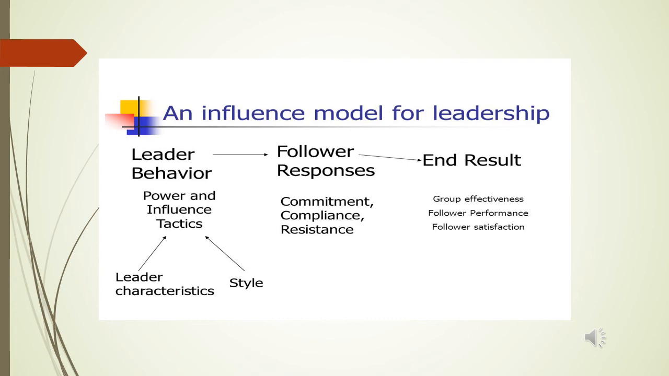The same thing, the influence model for leadership. So leader behavior, from that follower responses, and from there comes the end result. So the leader can exercise different tactics depending on the characteristics and different styles, and with the commitment, there will be resistance also. After resistance there will be compliance between the leader and the follower. Then the end result will be follower satisfaction and group effectiveness. So a good leader in a school system will definitely bring out the best in their children. So this is about it.